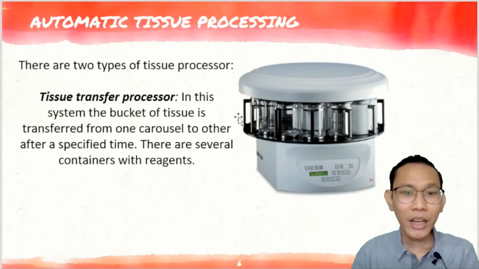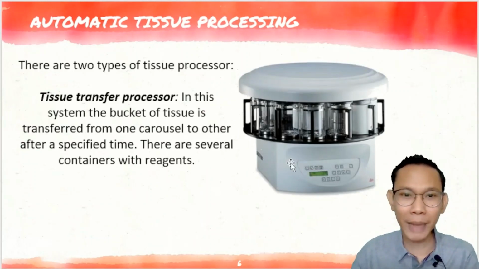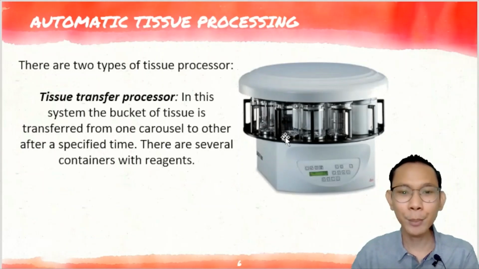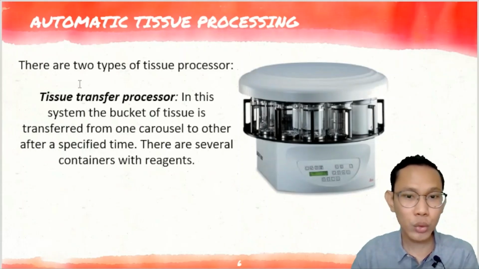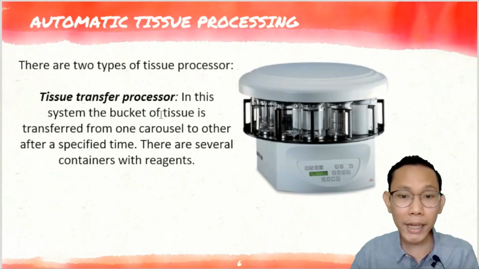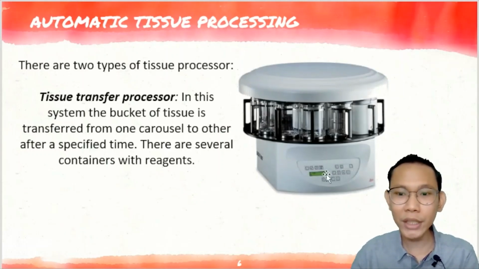Next, there are two types of tissue processor. So ito yung first type, yung tissue transfer processor. So from the name itself, tissue transfer. So ano ang tina-transfer? Of course, the tissue. In this system, the bucket of tissue is transferred from one carousel to another after a specified time. There are several containers with your reagents. So ito yung tissue transfer processor.